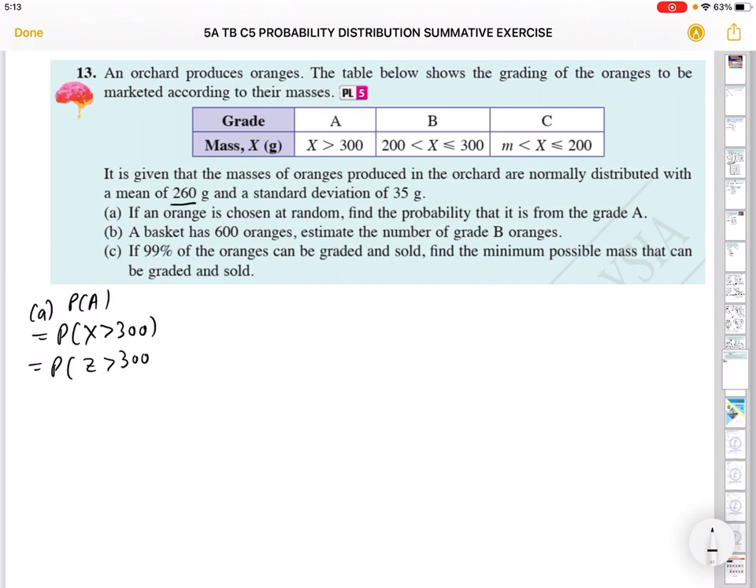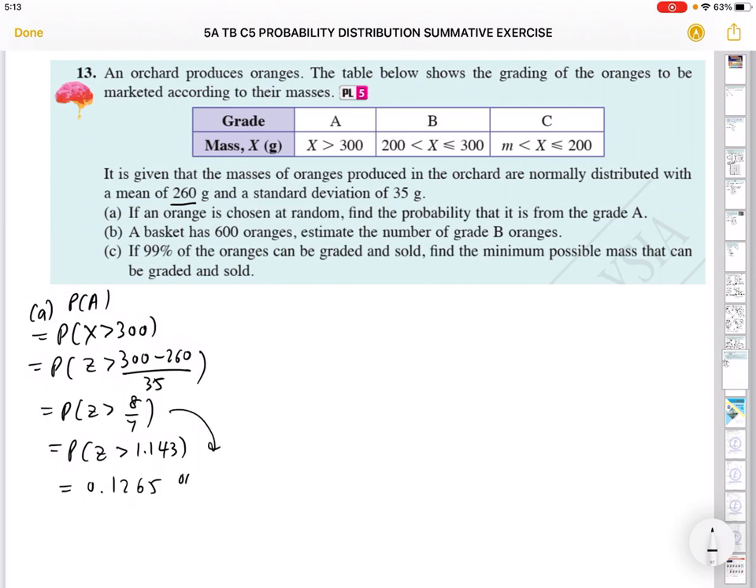Again, I think your textbook uses a calculator, so they use 8 over 7. If you use decimal 1.143, this will be 0.1265. But if you use 8 over 7, you will get 0.1266. Just so you know, both are actually the same. Okay, let's look at B.